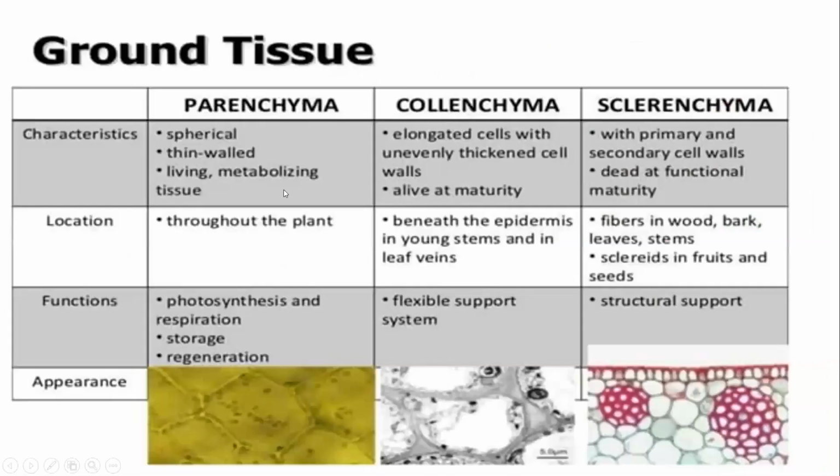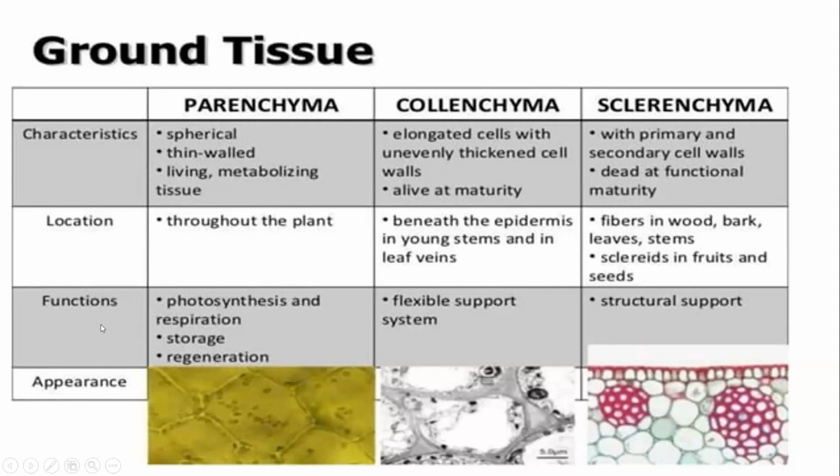So these are the characteristics of parenchyma, collenchyma, and sclerenchyma. Parenchyma are spherical, thin-walled, living and metabolizing tissues. Collenchyma are also elongated cells with unevenly thickened cell walls, and they also live at maturity. Whereas sclerenchyma has primary and secondary cell walls and is dead at functional maturity. As for location, parenchyma is present throughout the plant. Collenchyma is present beneath the epidermis in young stems and in leaf veins. Sclerenchyma has fibers in wood and bark, leaves and stem, and sclereids in the fruits and seeds.